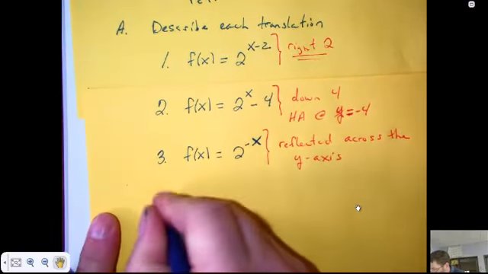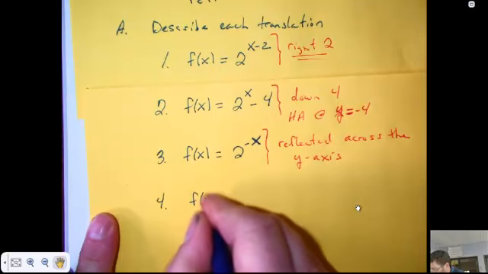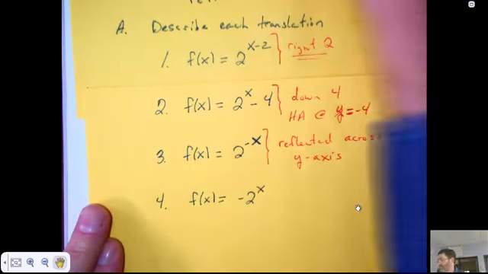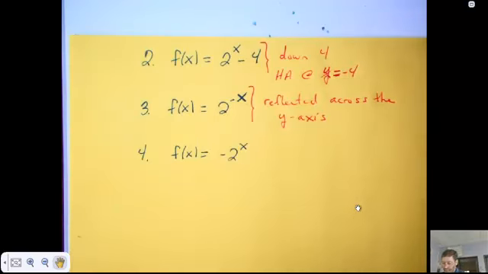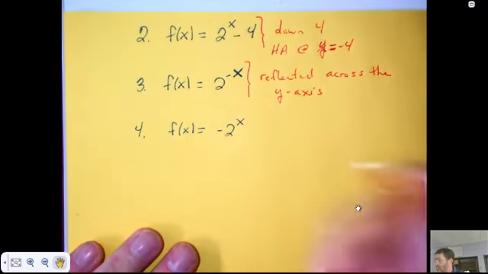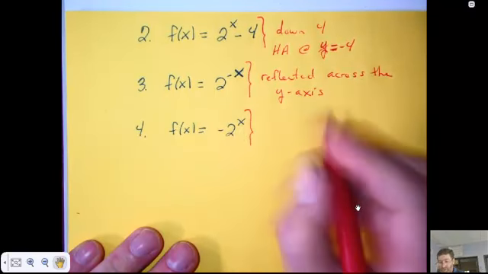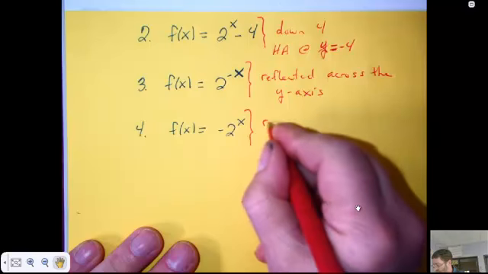And if I take the negative and put it in front of the 2, so f of x is negative 2 to the x, what does that do? Reflect it across the x-axis.